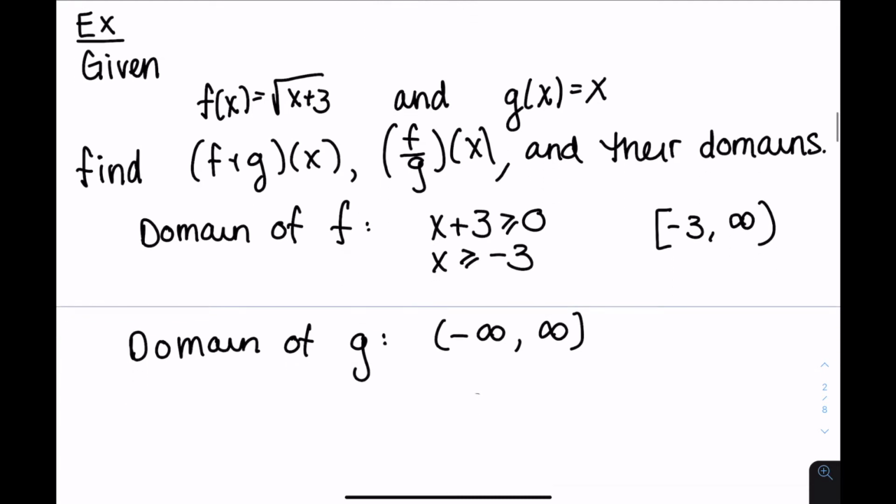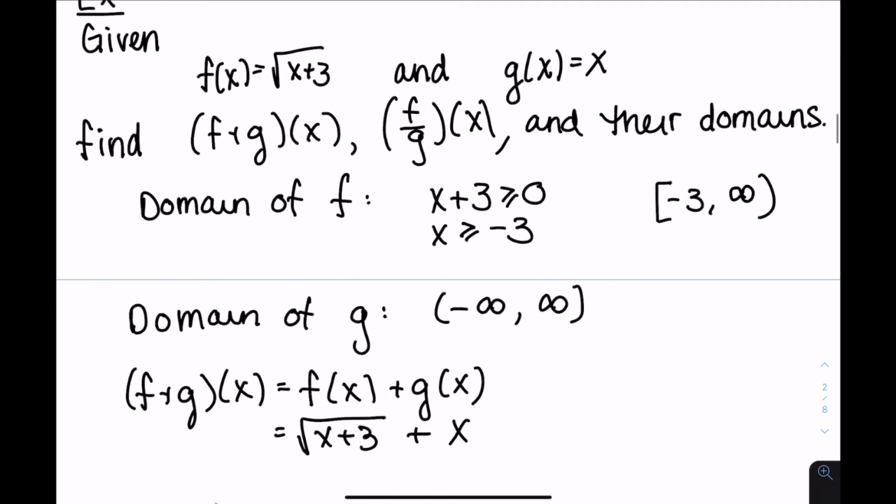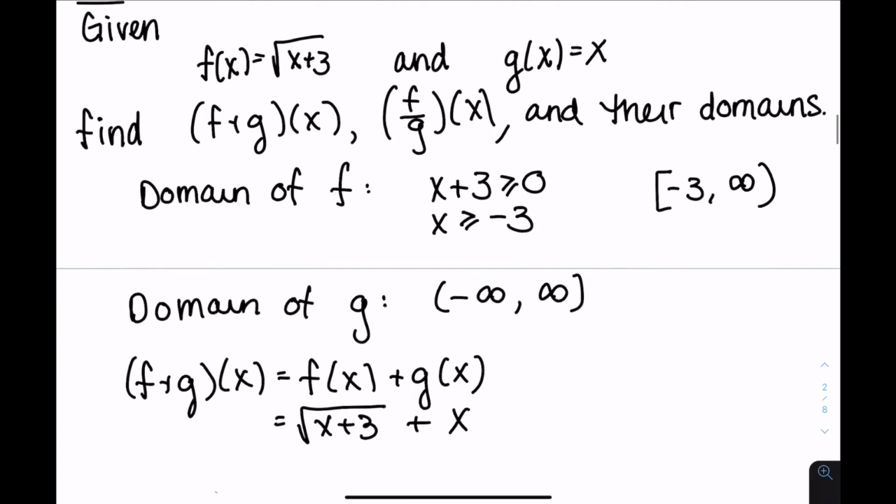So let's go ahead and start with f plus g. All we're going to do is add these two functions together. So f of x is the square root of x plus 3. G of x is x. So you can't simplify them, you can't add them, they're two different things. This is as far as you can possibly go for the addition of these two functions.